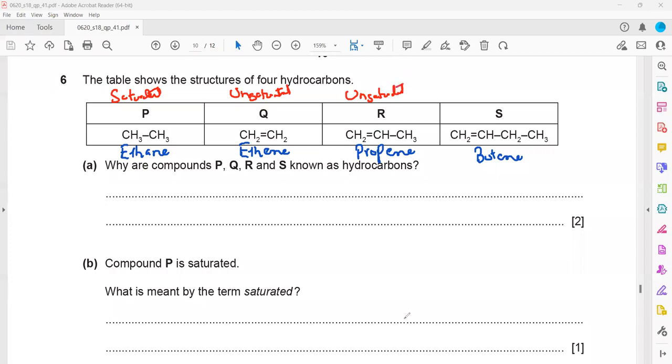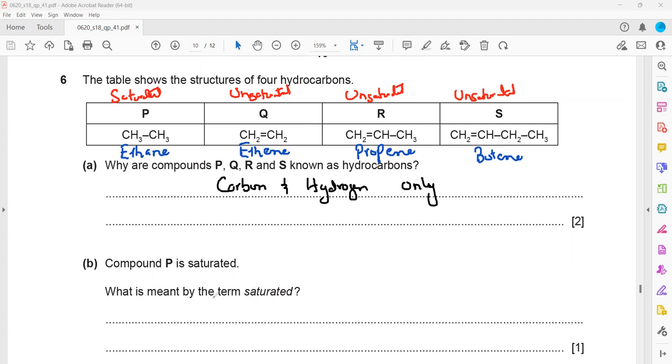Here unsaturated does not refer to solubility. Here it is the term used to distinguish whether they have a double bond or a single bond throughout the structure. So why are compounds P, Q, R, and S known as hydrocarbons? As we already did this, it is because they have carbon and hydrogen only. One mark is for mentioning carbon and hydrogen, and the second mark is for mentioning only. Like they don't have any other element.